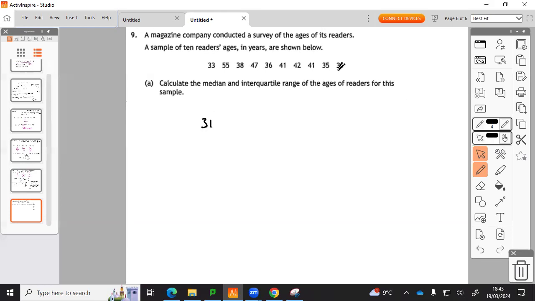So 31, 33, 35, 36, 38, 41, 41, 42, 47 and 55. Just make sure you then count the numbers. 1, 2, 3, 4, 5, 6, 7, 8, 9, 10. Ten numbers I've written down. Make sure, because it's so easy to miss one.